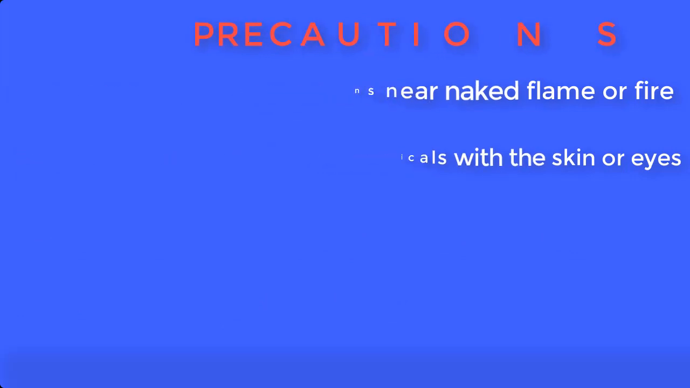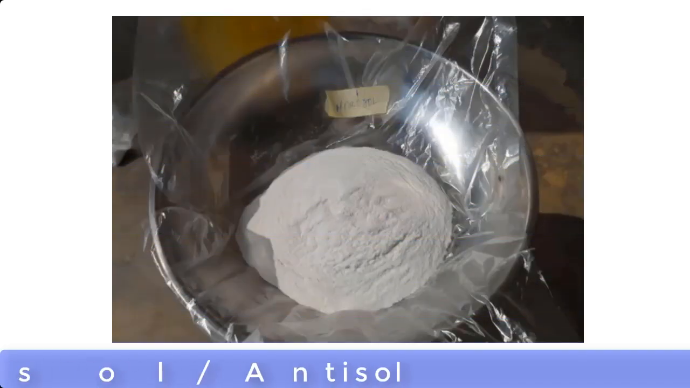We will now go through the list of chemicals in the order in which we dissolve them in water. The first one is called nitrosol or antisol. You can either use nitrosol or antisol. Either of them is okay. Nitrosol dissolves instantly in water while antisol takes time to dissolve. Both chemicals have an appearance like powdered milk.